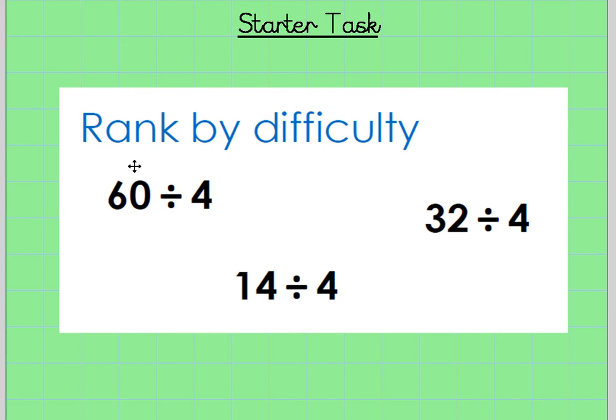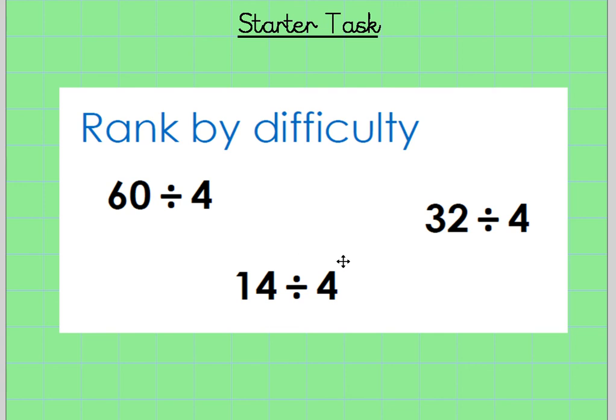I would then look at 60 divided by 4 and think that we know to divide by 4 we halve and halve again. So if I halved 60, which would be 30, and then halved 30, which would be 15, that would be the answer to that one.